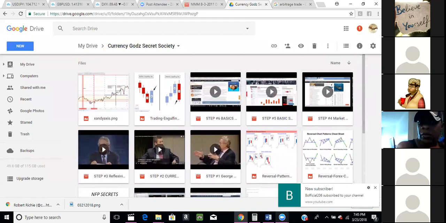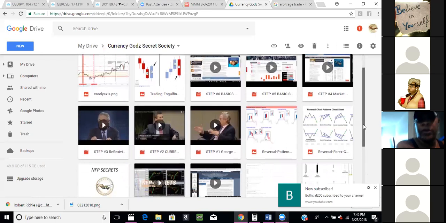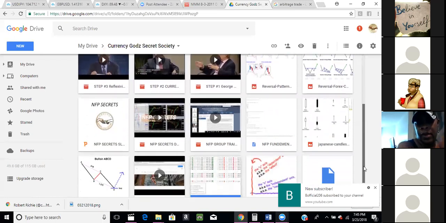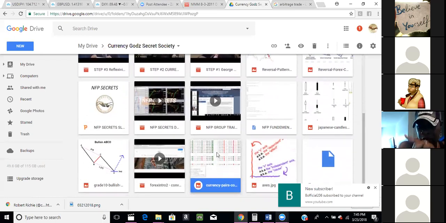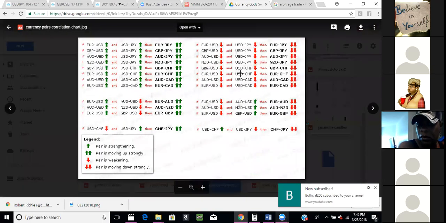So basically what that was, with the pairs you were showing, if one pair is doing one thing, then that means the other pair is going to do the same thing? Yeah, so Euro USD going down, USD JPY has to go down. This is called a correlation. And in turn, we call Euro JPY to go down.